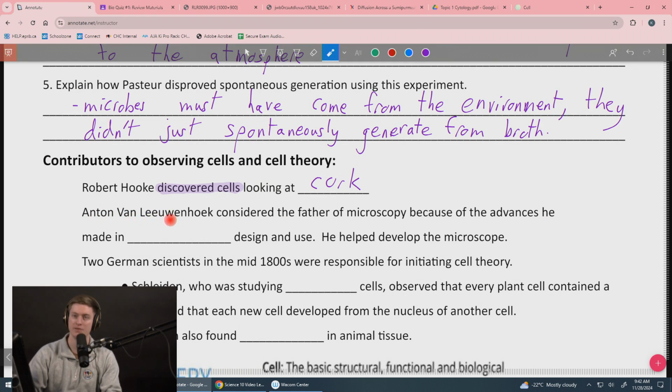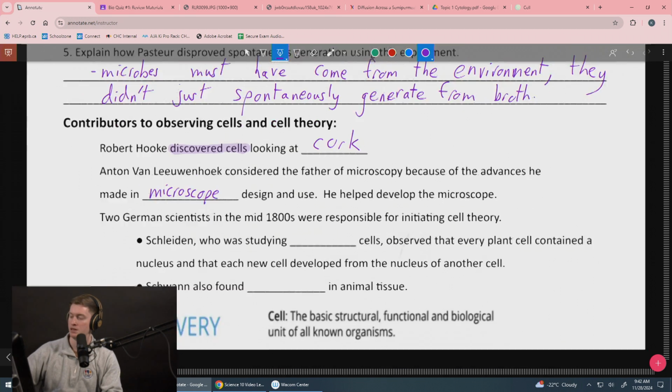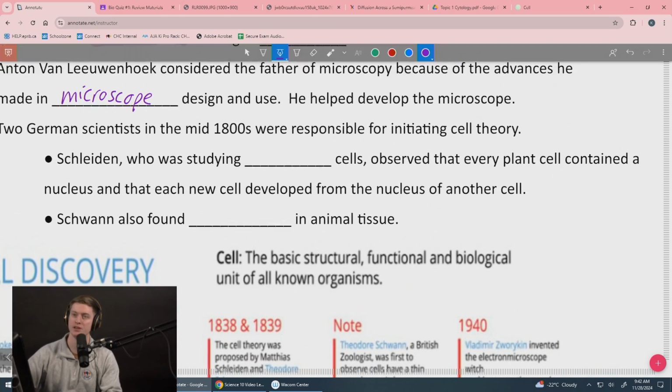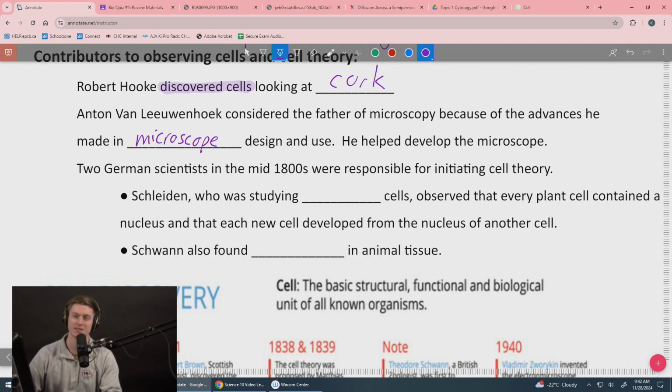Anton van Leeuwenhoek is considered the father of microscopy because of the advances he made in microscope design and use. And he helped develop the compound microscope and really turn it into the sort of microscopes that we use today. There's two German scientists in the mid-1800s who were responsible for initiating cell theory. What cell theory actually is, we'll get to on the next page right away.